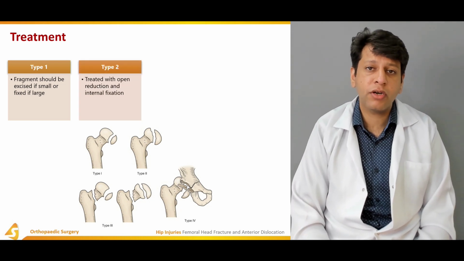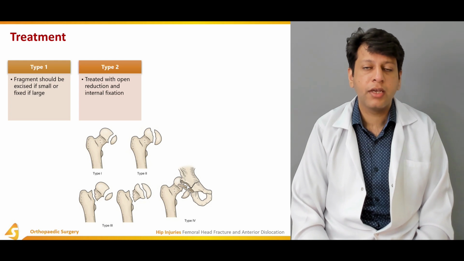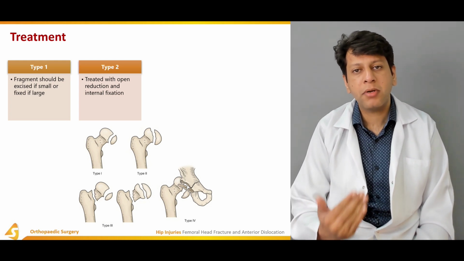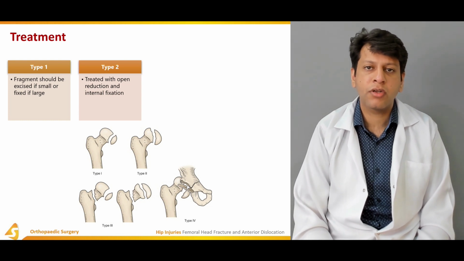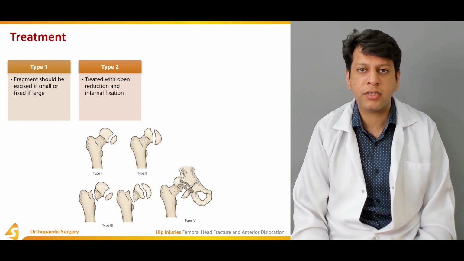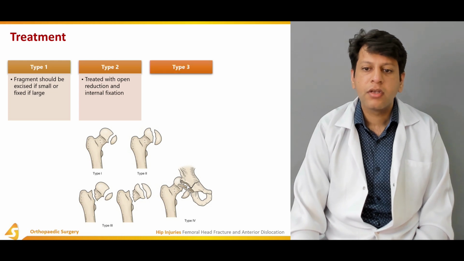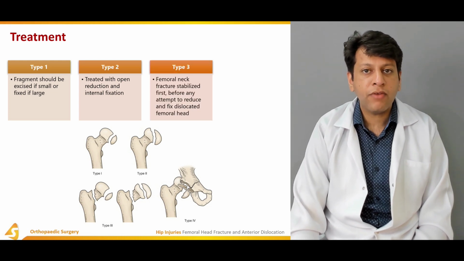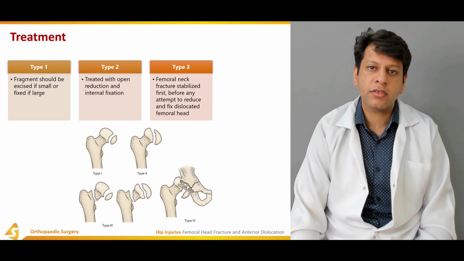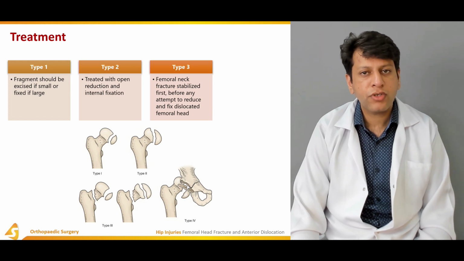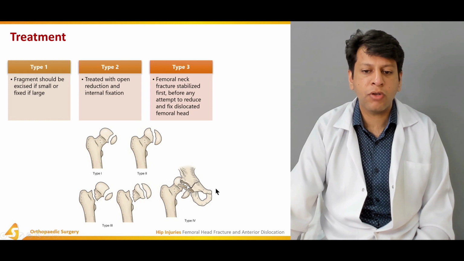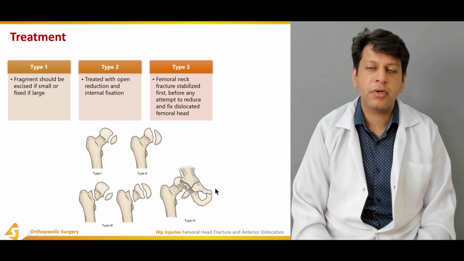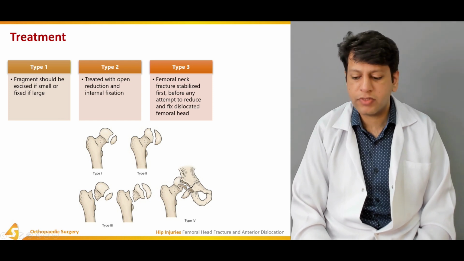Now type 2, you cannot just take it out because it's above the fovea capitis and involving the weight bearing area. So it has to be reduced by open reduction internal fixation. Now coming to type 3, which is associated with femoral neck fractures. Neck takes the preference. First you fix the neck, and then depending upon whether it's below or above, what type of fixation for the femoral head is required. But type 3 also requires fixation.